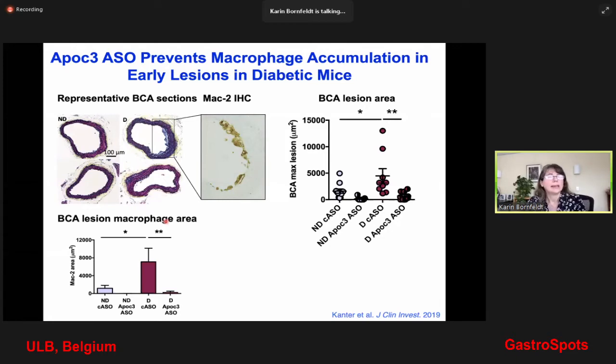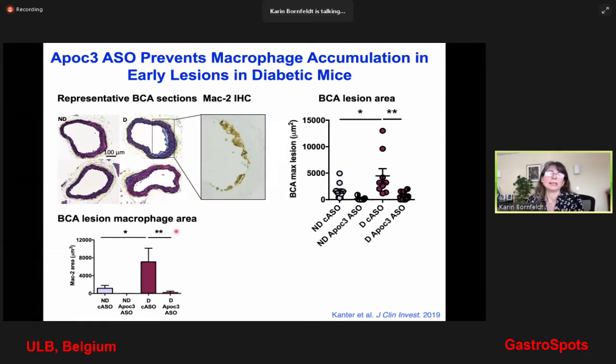We also investigated lesions in the brachiocephalic artery, which is a branch off of the aortic arch. And at this site, at the 12-week time point, the lesions were very early fatty streak type lesions. Most of the cells in these lesions were macrophages, as identified using a MAC2 antibody. You can see the pattern is very similar to what we saw in the aorta, with diabetic animals having larger lesions than the non-diabetic controls, and that being completely prevented by silencing hepatic ApoC3.